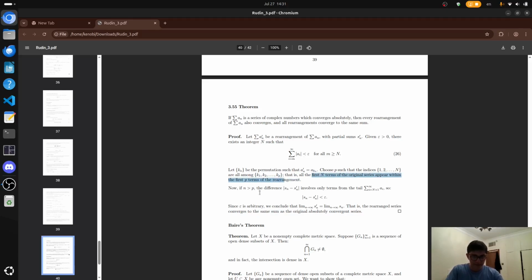If n is greater than p, then the difference Sn minus Sn prime, its absolute value, only involves terms from the tail sum, ai from i equals N plus 1 to infinity. Why? Because you've got rid of all the other terms from the beginning, and that means you're just dealing with terms coming after that. And you know the terms coming after that converge, and they converge absolutely. Since epsilon is arbitrary, we conclude that the limit as n goes to infinity of s prime n is equal to the limit as n goes to infinity of Sn. That is, the rearranged series converges to the same sum as the original absolutely convergent series.